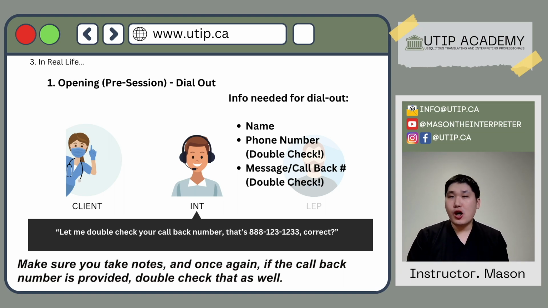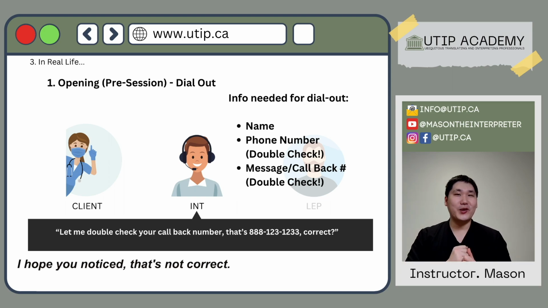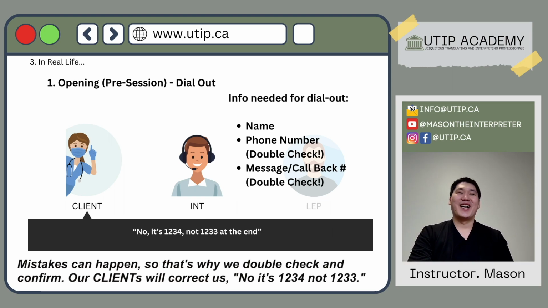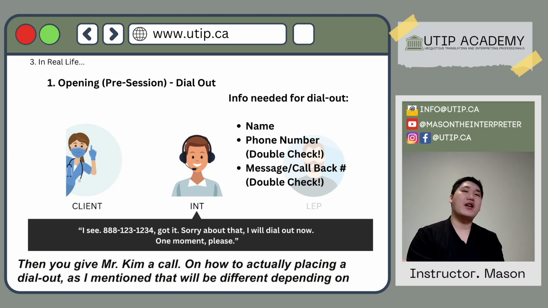Let me double check your callback number. That's 888-123-1233, correct? I hope you noticed. That's not correct. Mistakes can happen, so that's why we double check and confirm. Our clients will correct us. No, it's 1234, not 1233. Then you give Mr. Kim a call.